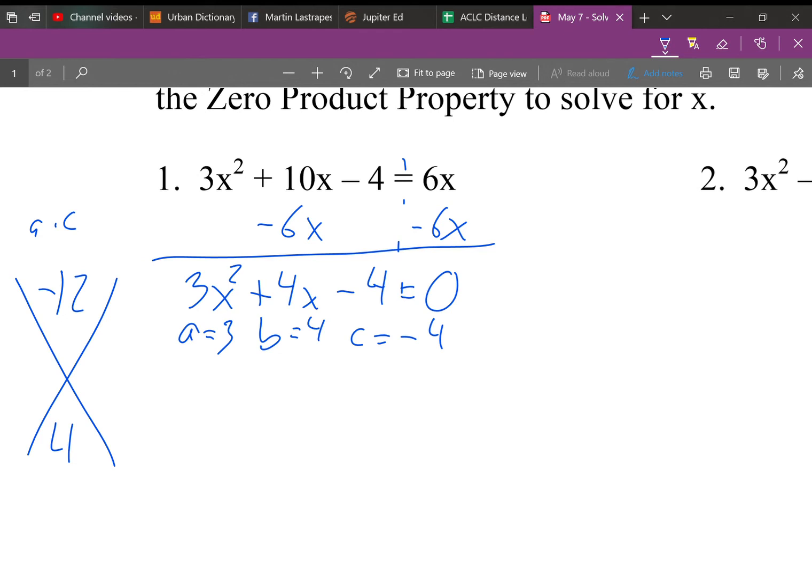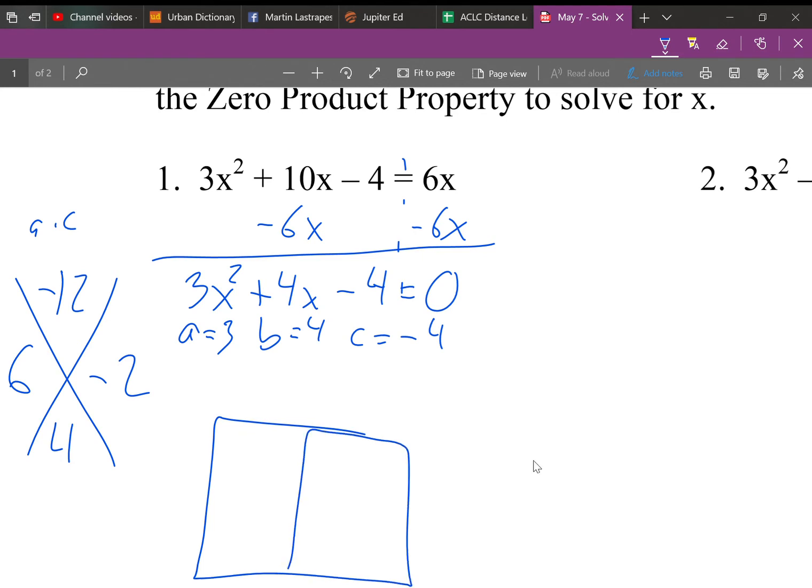So let's just think of pairs that work for that. Negative 12 times positive 1 would work for the top, but that would give me negative 11 on the bottom, which doesn't work. 6 and 2, if one of those were negative, that could work. Well, I think I said this already, but since the bottom's positive, the bigger number has to be positive. So let's try positive 6 and negative 2 and see if that works. Positive 6 times negative 2 is negative 12. That's true. 6 plus negative 2 is also 4. So those are the numbers that work. So we're now ready for our box.